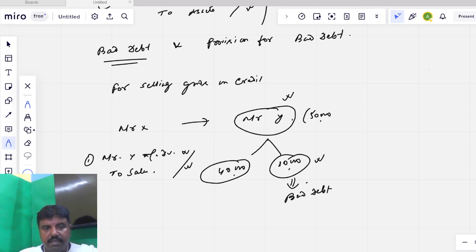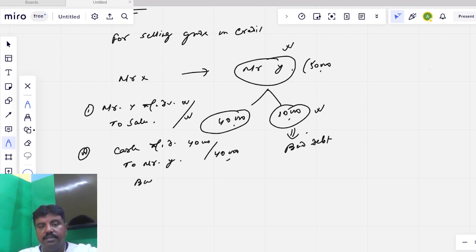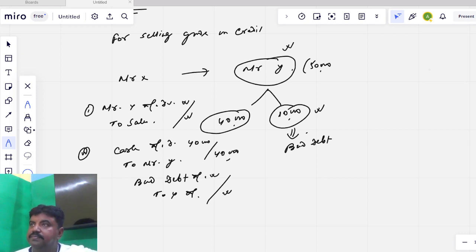Now, when I collected the amount, I collected cash from Mr. Y. If you see the examples, you will understand easily. It's 40,000, the collected amount, you will write cash to Mr. Y. And for bad debt, you have to write bad debt account debit to Mr. Y. So if you are asked what is the journal entry for bad debt, you should say bad debt to debtors. Because bad debt is the irrecoverable portion of a debtor. So bad debt is a loss to the firm. That's why it's debited.